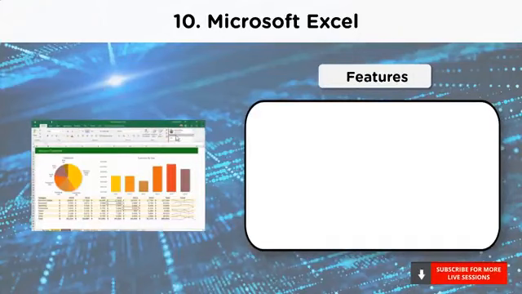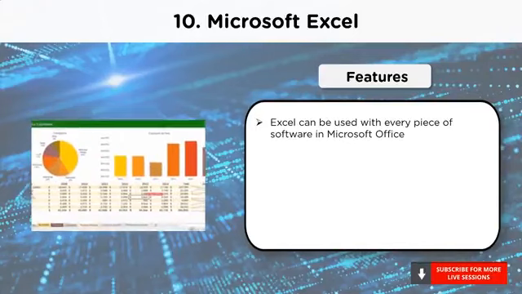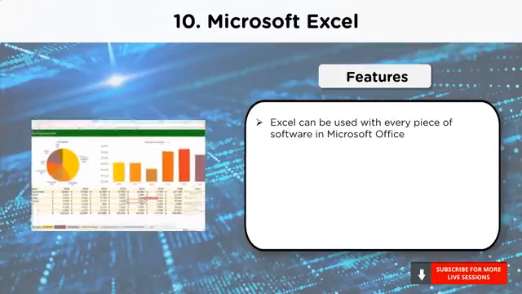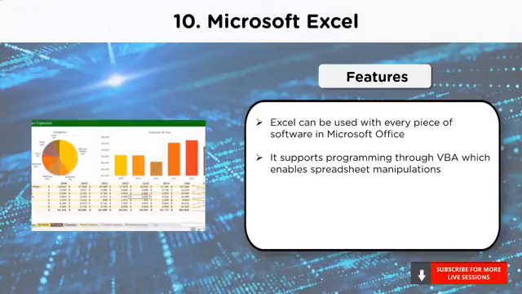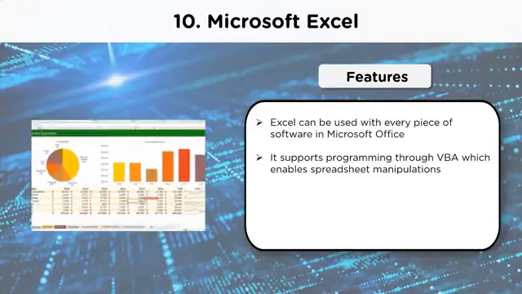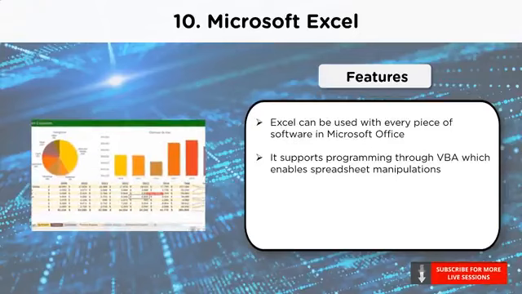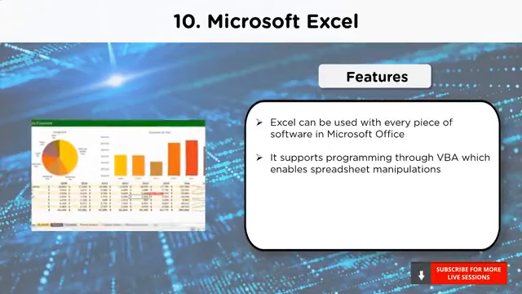Let's now move on to the features of Excel. Firstly, Excel works with almost every other piece of software in Office. We can easily add Excel spreadsheets to Word documents and PowerPoint presentations to create more visually appealing reports or presentations. The Windows version of Excel supports programming through Microsoft's Visual Basic for Applications (VBA). Programming with VBA allows spreadsheet manipulation that is difficult with standard spreadsheet techniques. In addition to this, the user can automate tasks such as formatting or data organization in VBA.